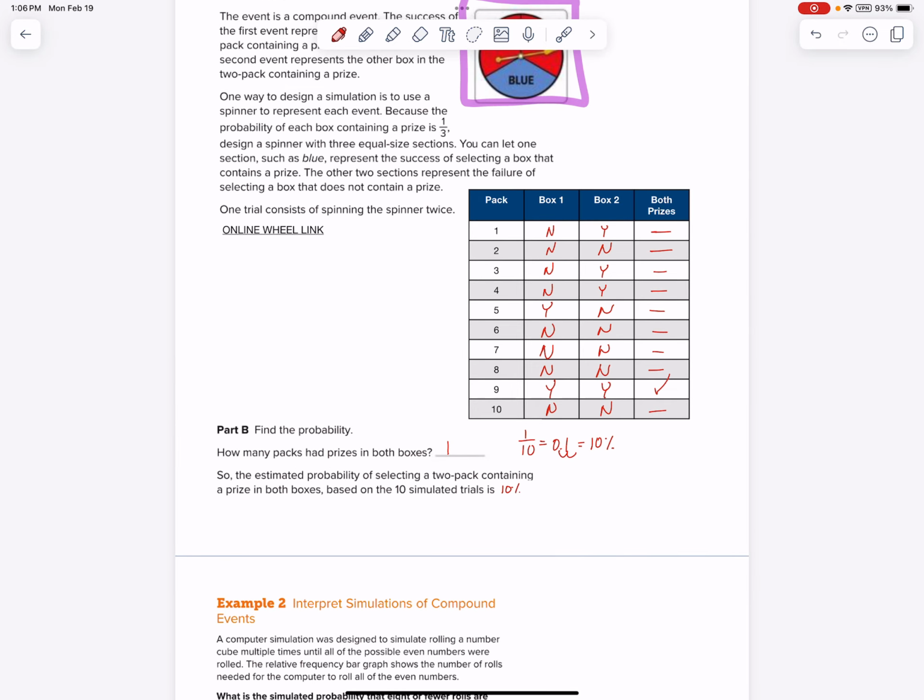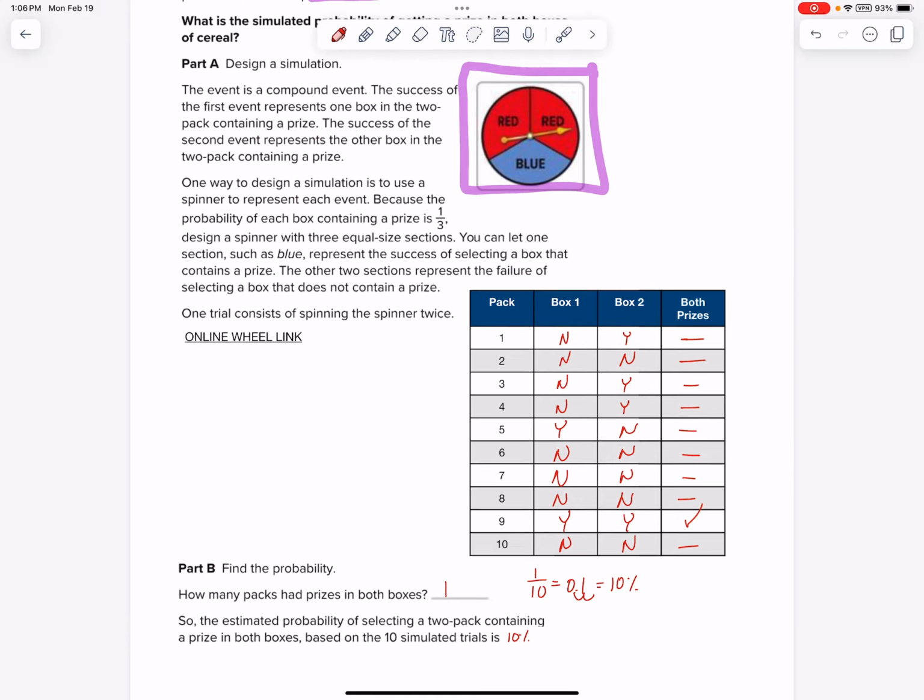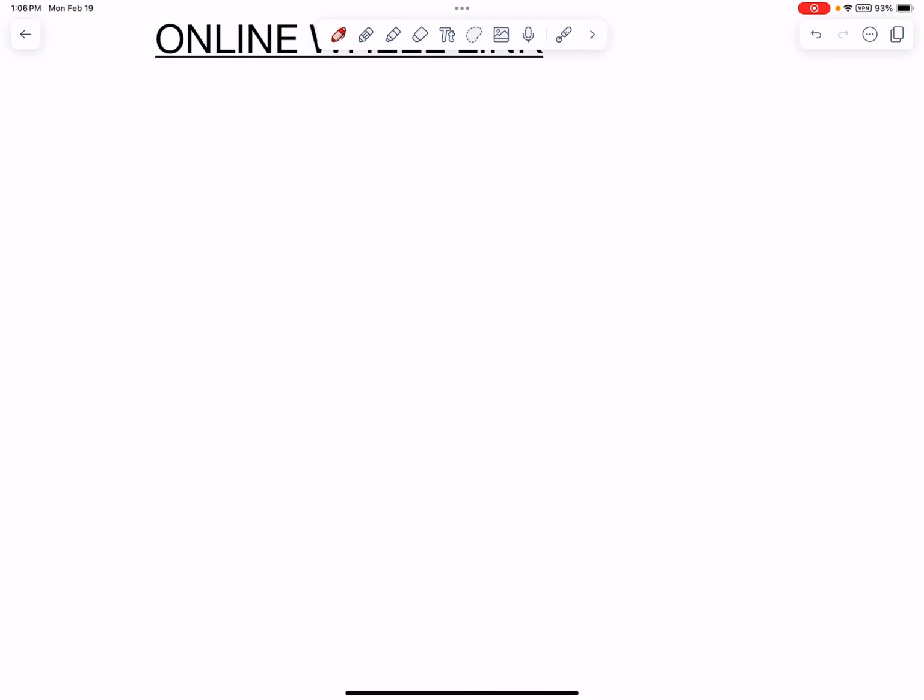So let's go ahead and take a look at the theoretical probability of that happening. So remember, we learned the probability formula for simple events that are independent of each other. And so all you do is you say, well, it was a 1/3 chance of getting a prize in the first one.